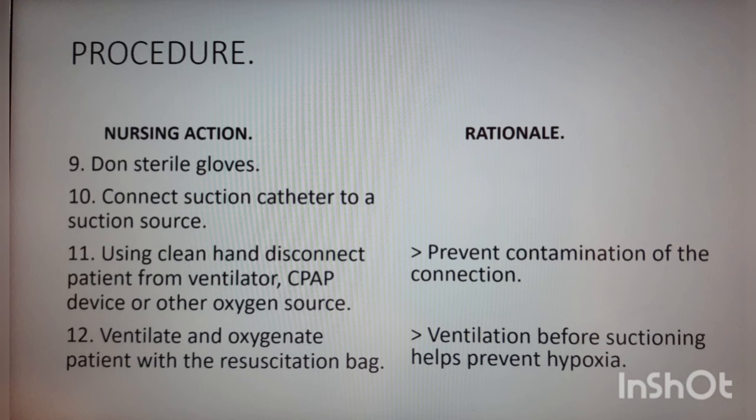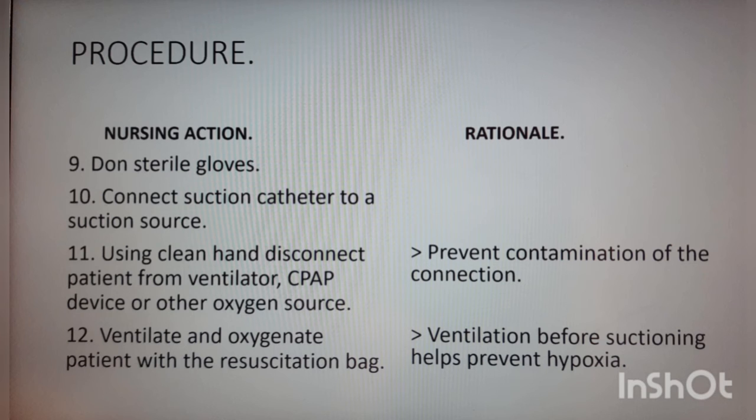Next, connect the suction catheter to the suction source. Next, using the clean hand, disconnect the patient from the ventilator, CPAP device, or other oxygen sources. Place the ventilator connector on the sterile towel and flip a corner of the towel over the connection to prevent fluid from spraying to the area. This can be done in order to prevent contamination of the connection.